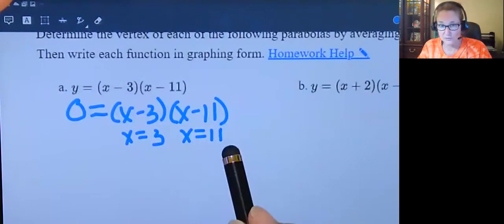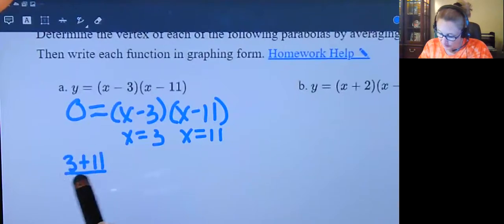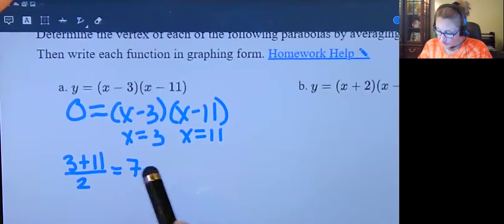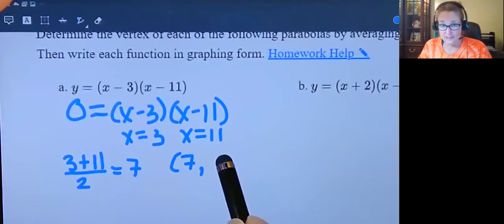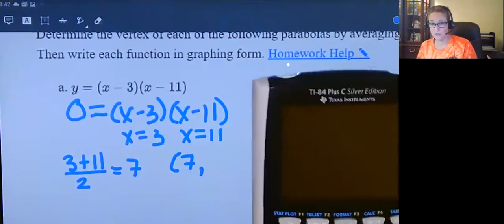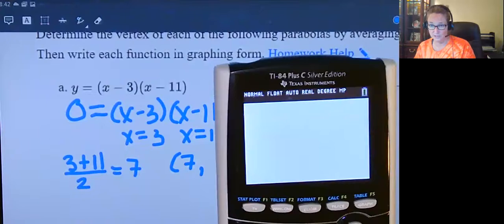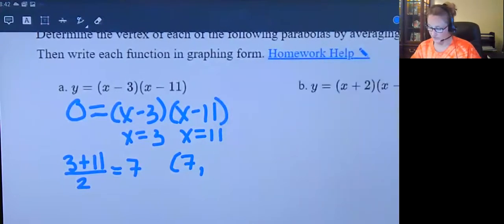Those are my x-intercepts for the parabola. So now I'm going to average them. I'm going to take 3 plus 11 and divide by 2. That's 14 divided by 2, which is 7. So my vertex is going to be 7 comma something. Now to find the something, I'm going to put 7 back into the equation for my x. So 7 minus 3 times 7 minus 11, and I end up with negative 16.